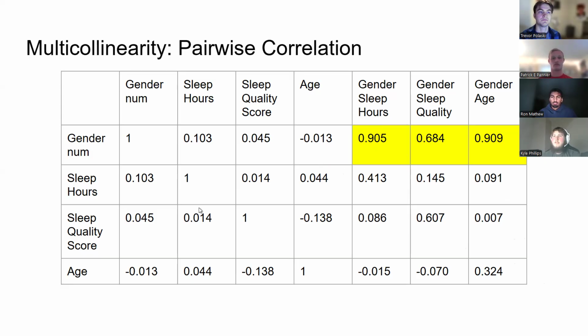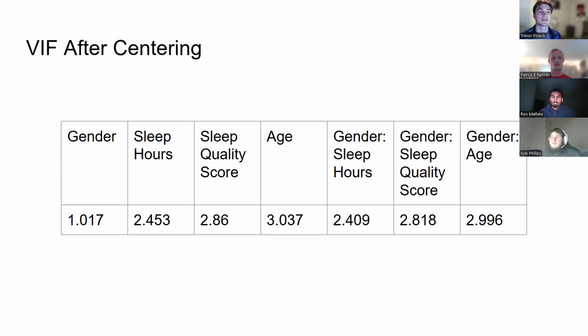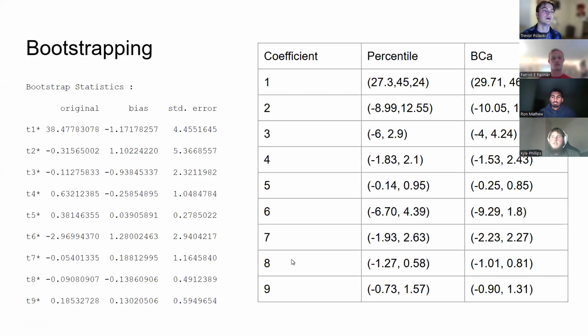So that is expected. We can see after centering, all of our diagnostic plots look exactly the same, which is also expected. That shouldn't be changing anything. But centering does solve our issue of the high VIF values. That brings it so everything is below that 5 threshold, with our highest being 3, which is fairly normal.